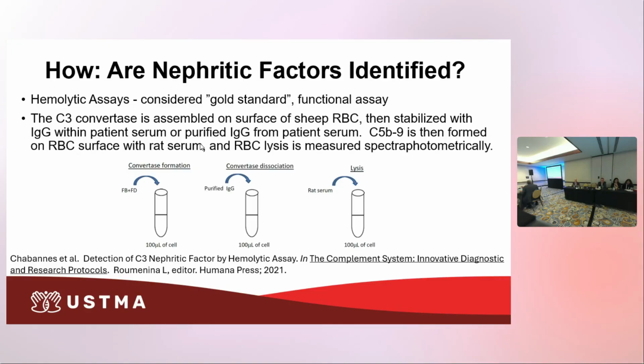or, more cleanly, with purified IgG from patient serum. And then ultimately the result is resolved by adding rat serum, which provides the terminal complement components, leading to lysis of the red blood cell, and then red blood cell lysis is measured spectrophotometrically.